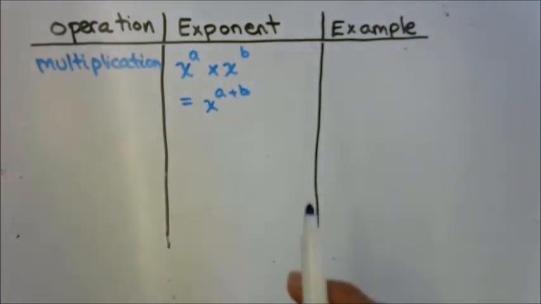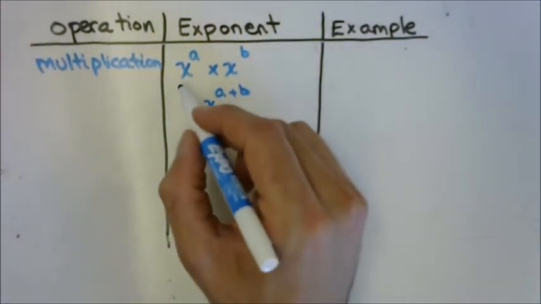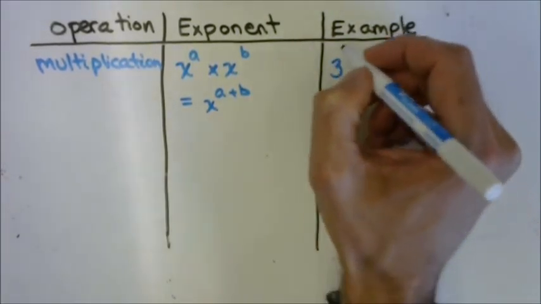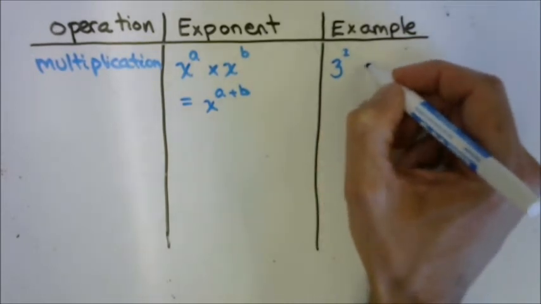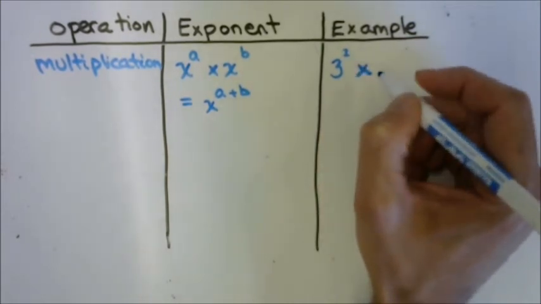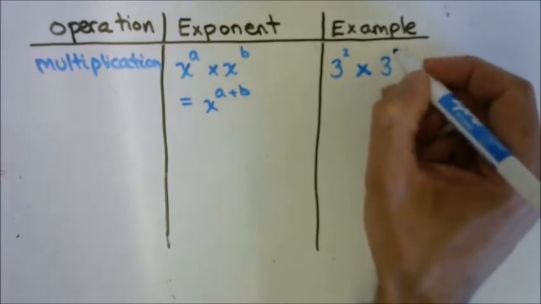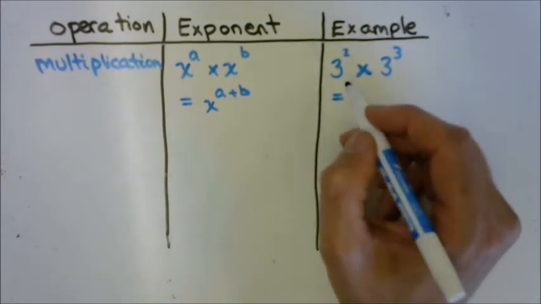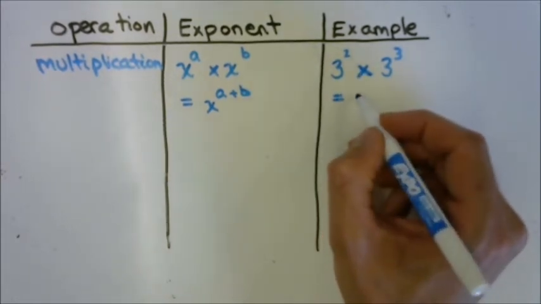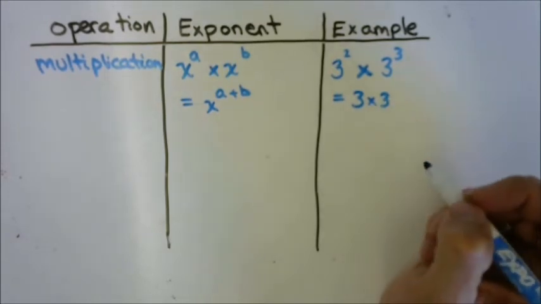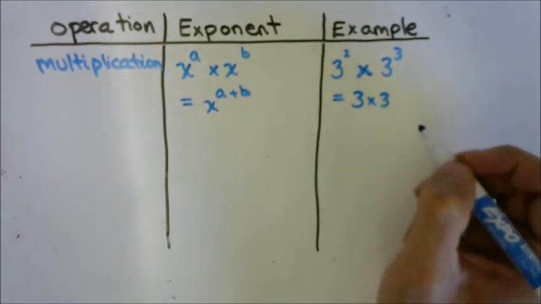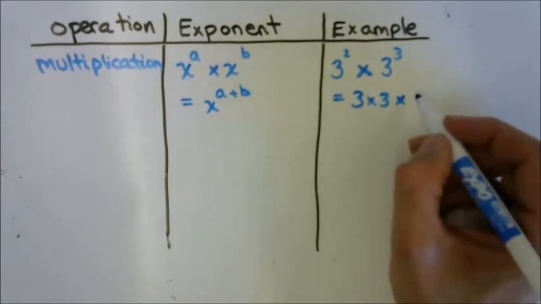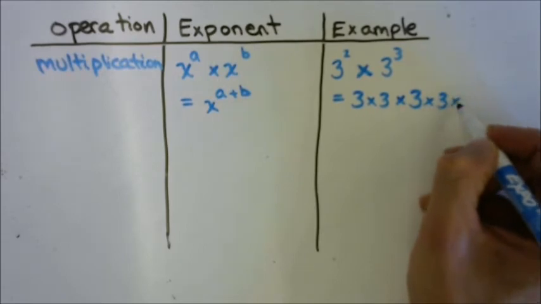Let's see an example of this. Let's say instead of just using variables, we use real numbers. Let's make our base 3 and our power 2. We're going to multiply 3 to the power of 2 times 3 to the power of 3. If we expand this, we have 3 to the power of 2, which means 3 times 3. Then we're multiplying it by 3 to the power of 3, which means 3 times 3 times 3.